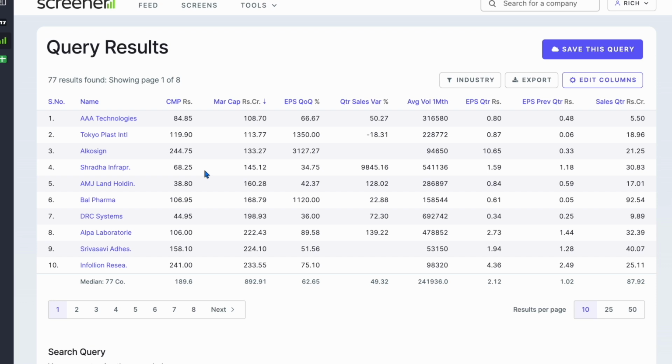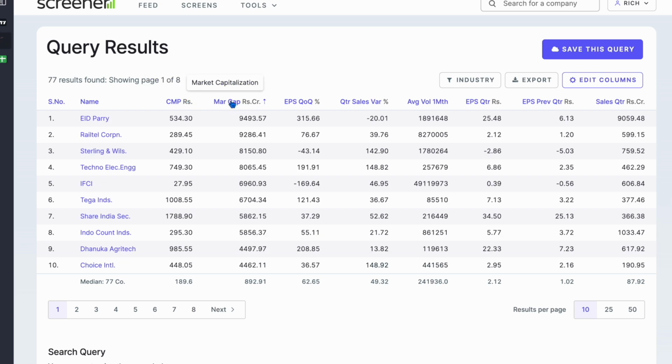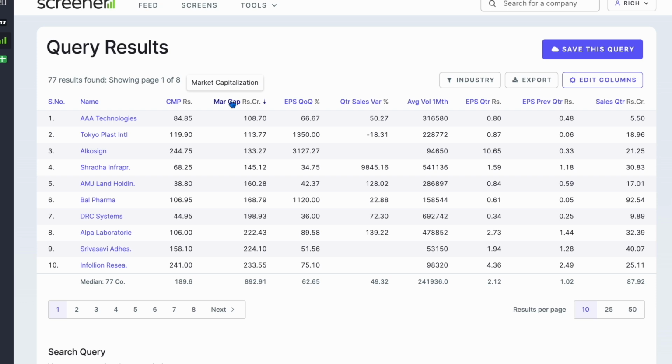So I hope this is clear, and you can sort it out however you wish. The best way, I would say, is to simply go by the market cap and look for the opportunities in these stocks. So this was basically the fundamental template and the fundamental screener. The link to these is in the description.